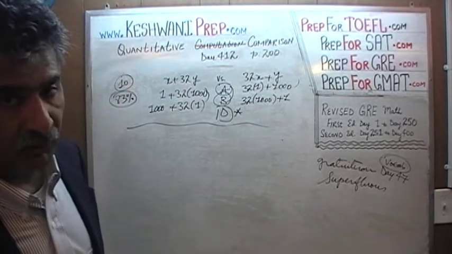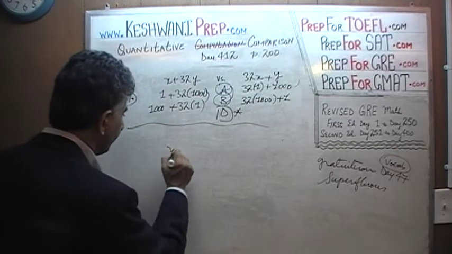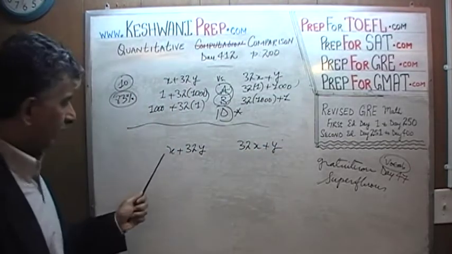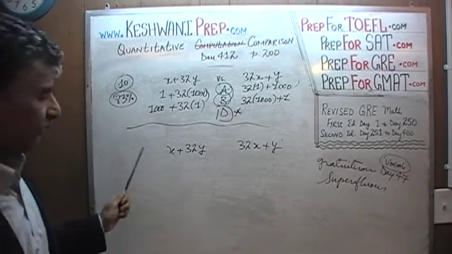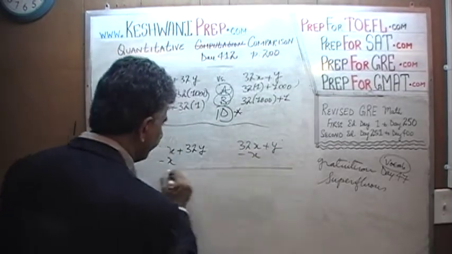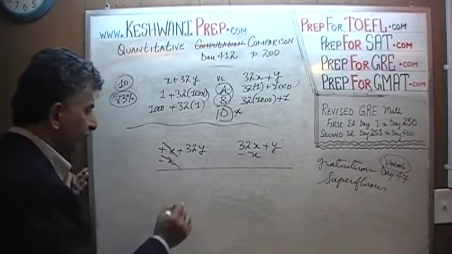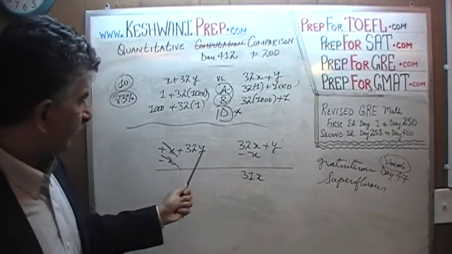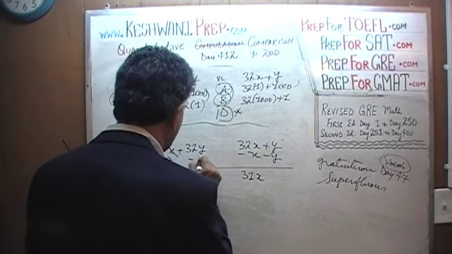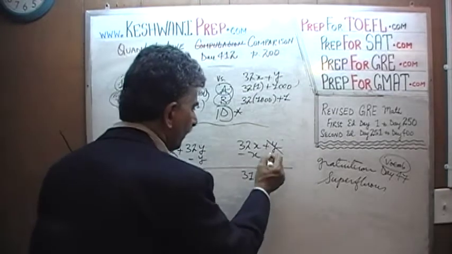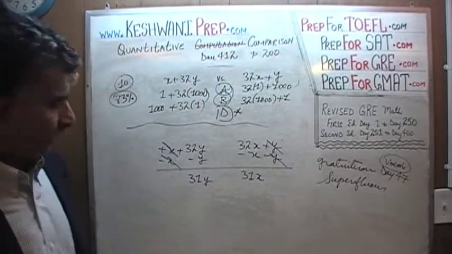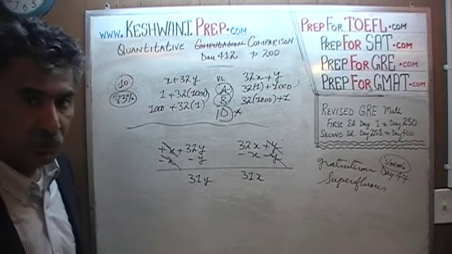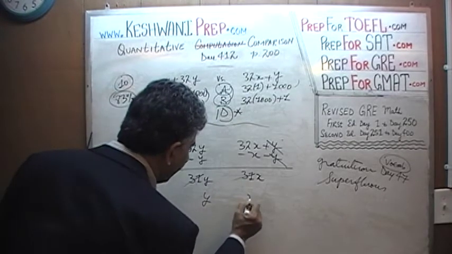Now, very quickly, in a matter of a few seconds, I'm going to show you the algebraic way for whatever it's worth, in case you're curious. x plus 32y versus 32x plus y. I see x in this column, and x in this column. Let's subtract x from both columns. This positive x and a negative x drop out. And here we have 32y, and we'll end up with 31x plus y. We see y on this side, we see y on that side, let's subtract y from both sides. So this positive y and negative y will drop out, and we'll end up with 31y. I see 31y here and 31x here. We have the same factor of 31 in both columns. Let's divide both columns by 31. And we end up with y versus x.